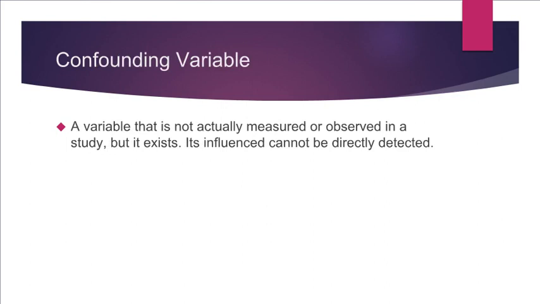Another type of variable, a confounding or spurious variable, is not actually measured or observed in a study. It exists, but its influence cannot be directly detected. Researchers comment on the influence of confounding variables after the study has been completed, because these variables may have operated to explain the relationship between the independent variable and dependent variable, but they were not or could not be easily assessed.